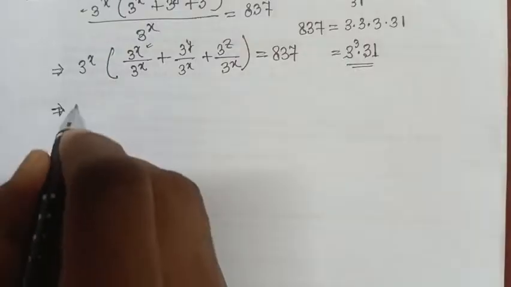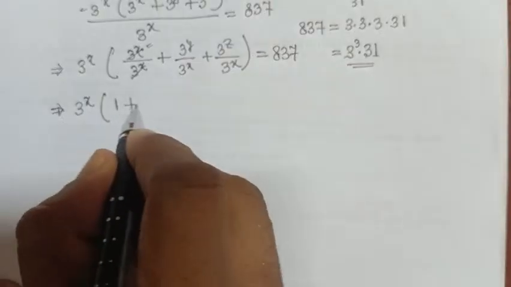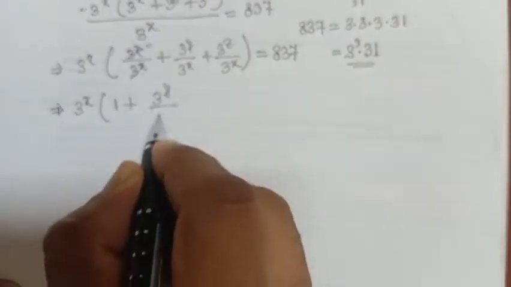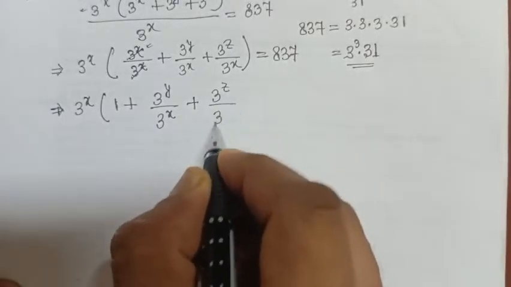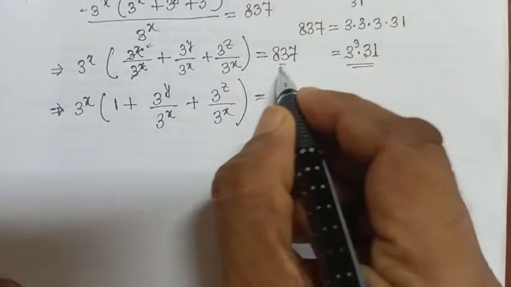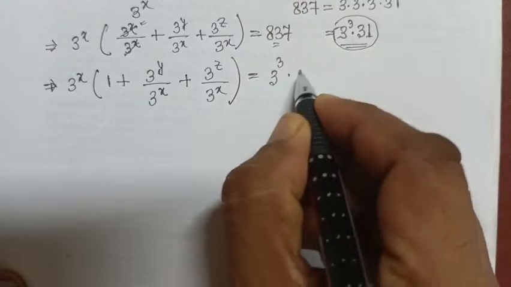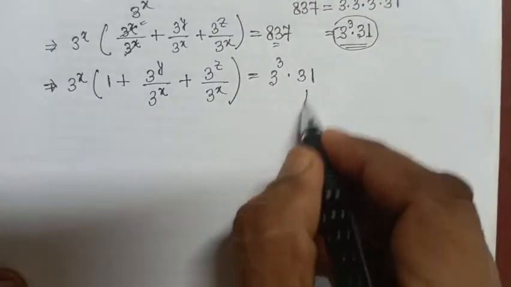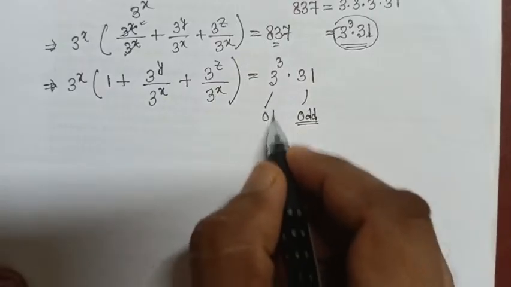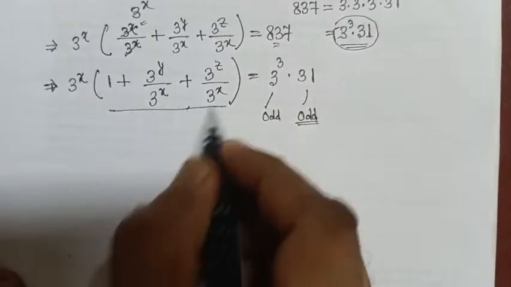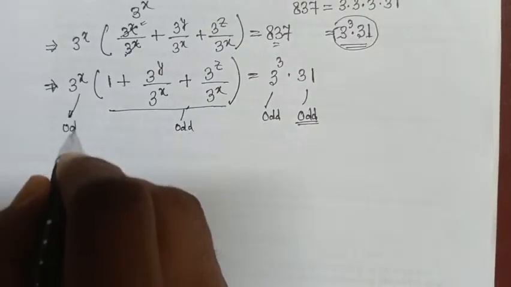Now 3 to the power x by 3 to the power x will cancel out, will be 1, and this will be 3 to the power y by 3 to the power x plus 3 to the power z by 3 to the power x, and 837 can be expressed as 3 cube into 31. Now it's an odd number. This one is also an odd value, and this one also an odd value.